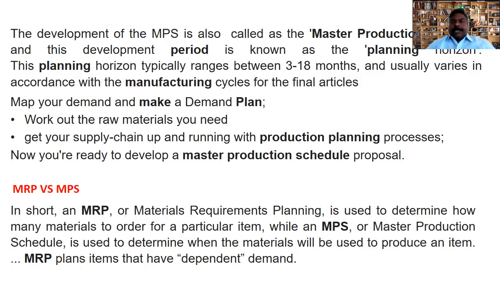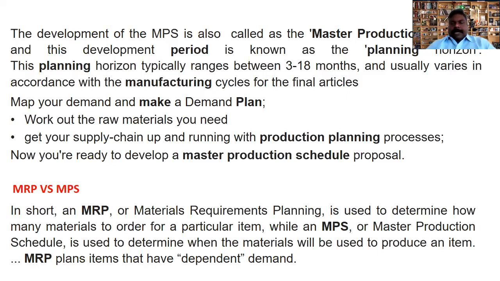Here a demand plan should be done, and we need to work out our raw materials, what we need, and get your supply chain up and running the production planning processes. Now we are ready to develop a master production schedule. Once the demand plan is there, then we can go for scheduling.